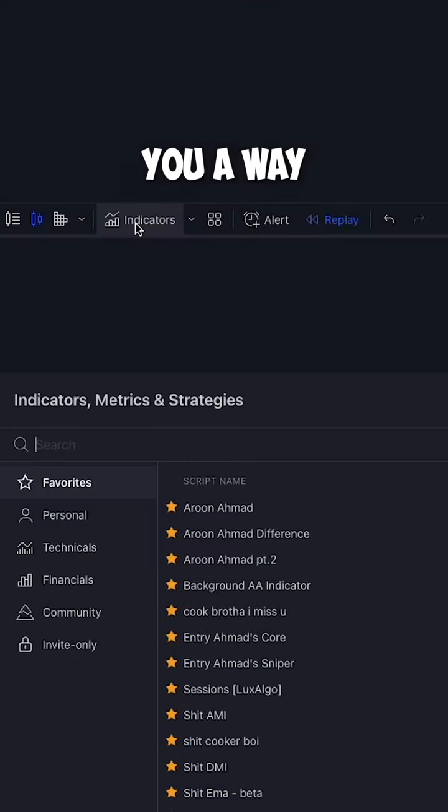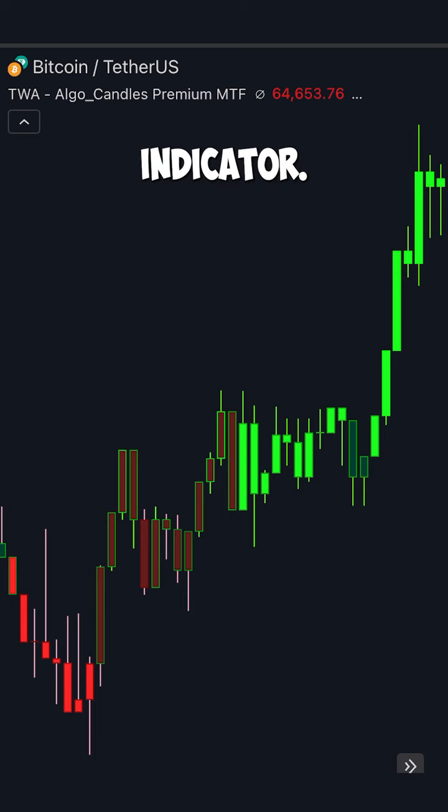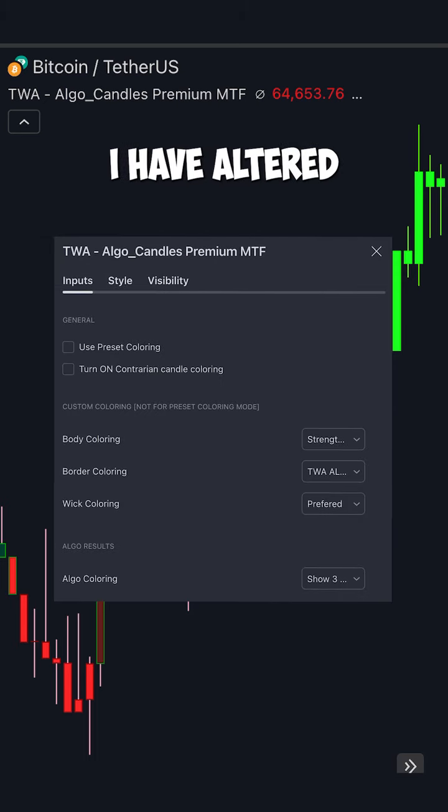Let me show you a way to use the TWA Candles Premium Indicator to supplement your trading strategy. Here we are on the Bitcoin chart with the TWA Candles Premium Indicator. And as you can see here, I have altered the custom coloring and algo results settings.